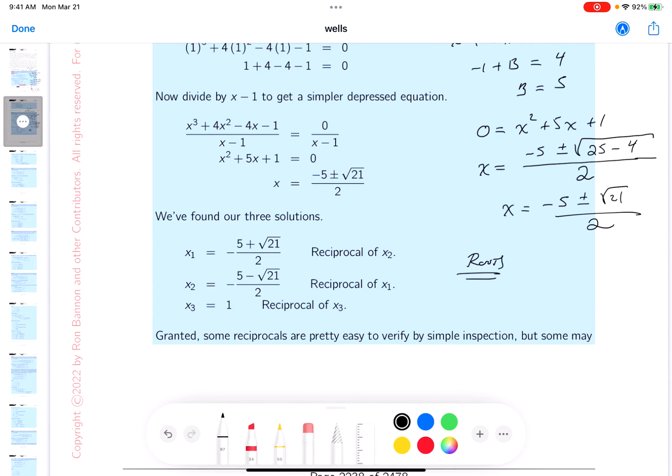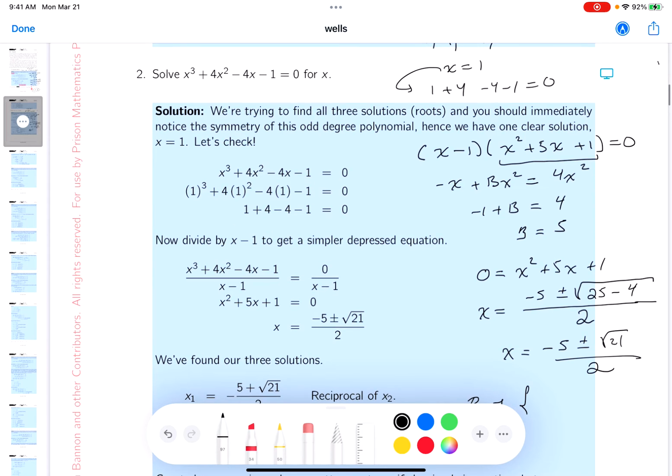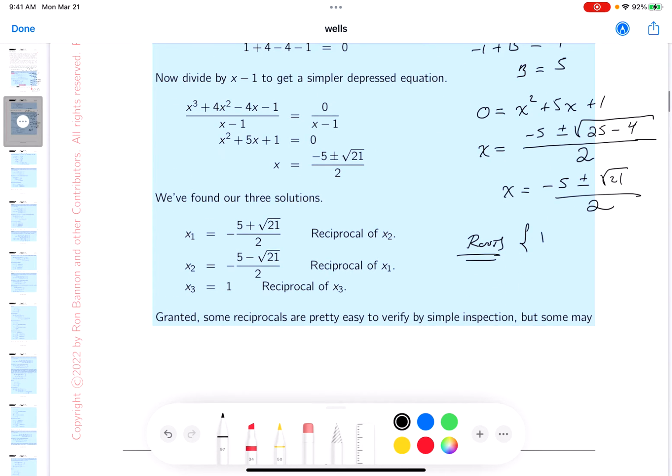Let's write the roots down. The roots are as follows. We found 1 to be 1, and then I found 2 others. Let's write them down. -5 plus root 21 over 2, -5 minus root 21 over 2. I'm also going to write down the reciprocals of each of them. All right? What's the reciprocal? And again, we're putting down the reciprocals now. What's the reciprocal of 1? It is 1.